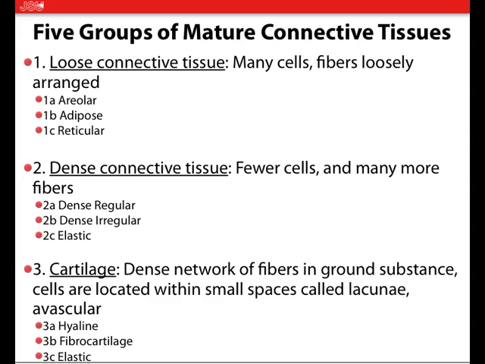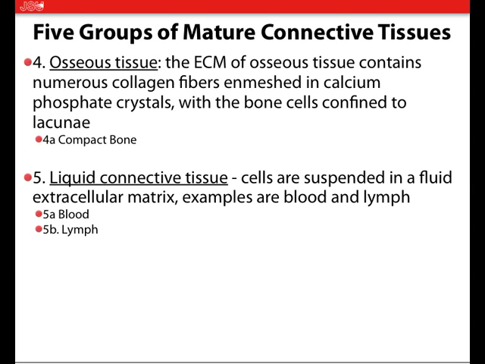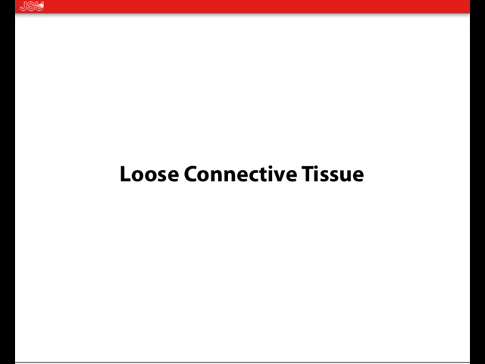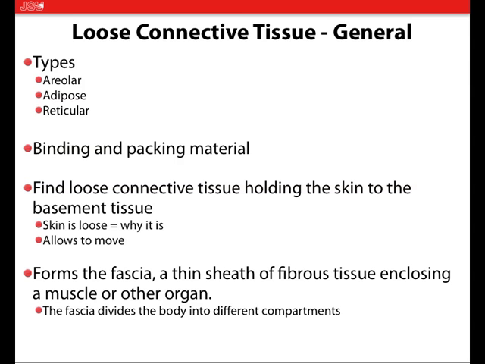And by the way, for the test, if I said what are the types of connective tissues, know it's loose connective, dense connective, cartilage, bone, and liquid, like blood and lymph tissue. You should know, if I say what are the types of connective tissues, know the types of connective tissues. Loose connective, we have areolar, adipose, reticular. The ones I want you to focus on here are the areolar and the adipose.